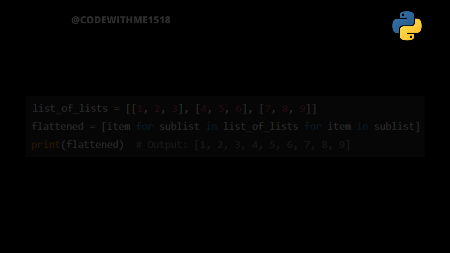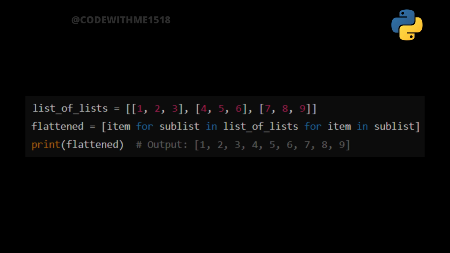Let's see another example with nested comprehensions for flattening a list of lists. Here, the nested comprehension flattens the list of lists into a single list.